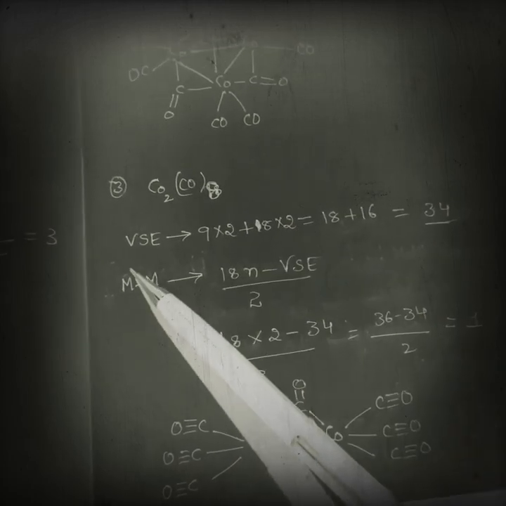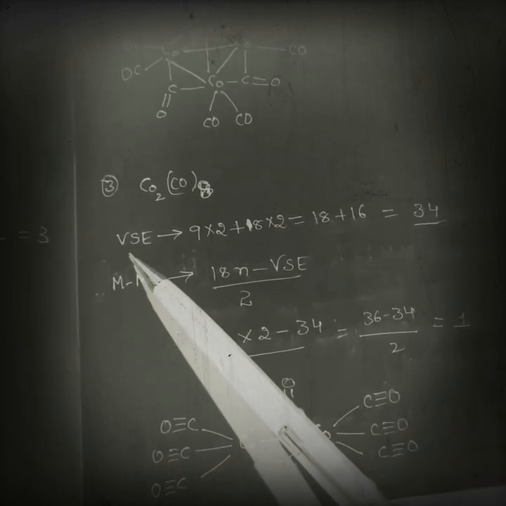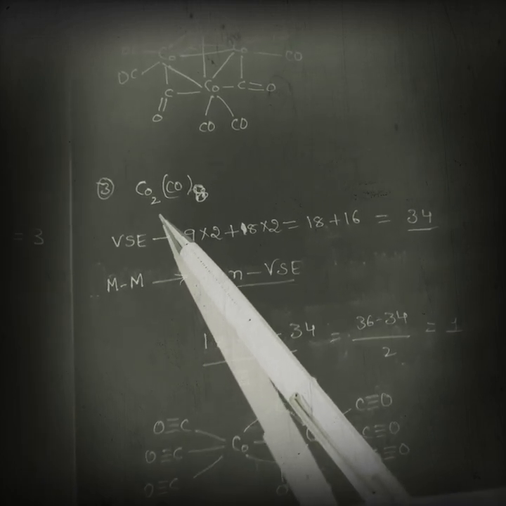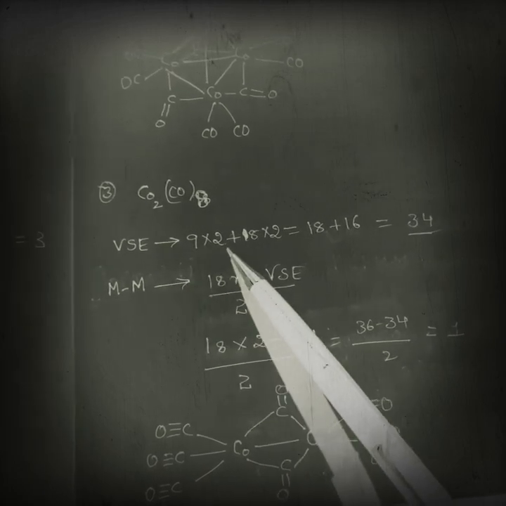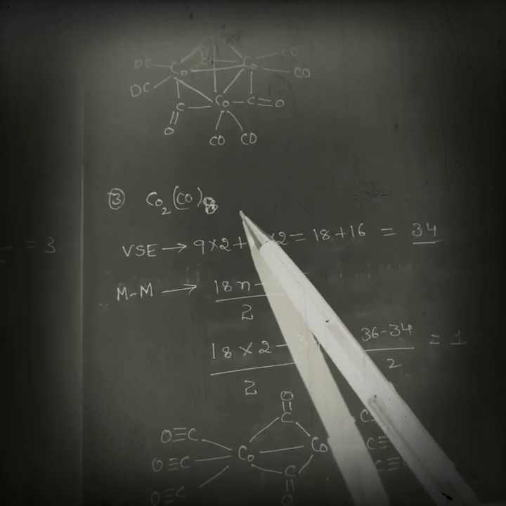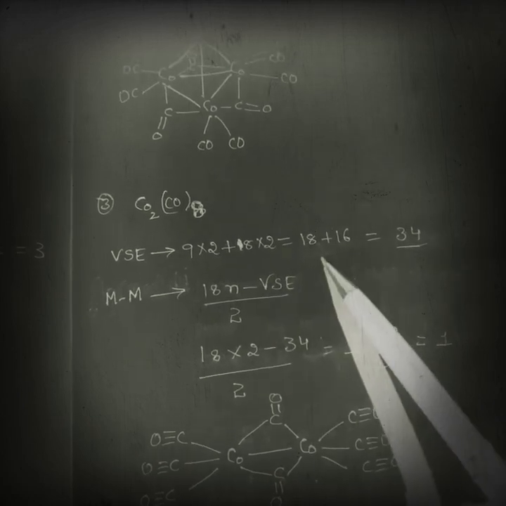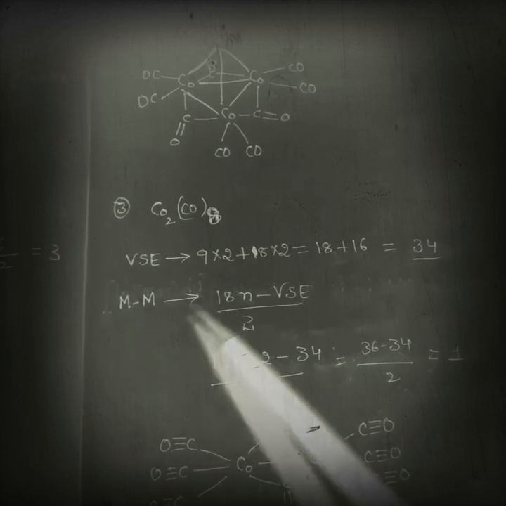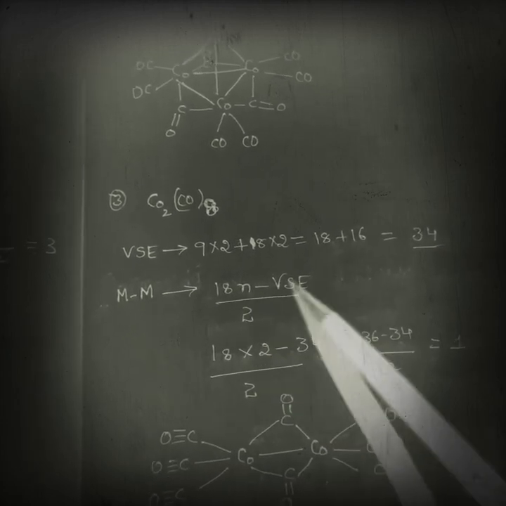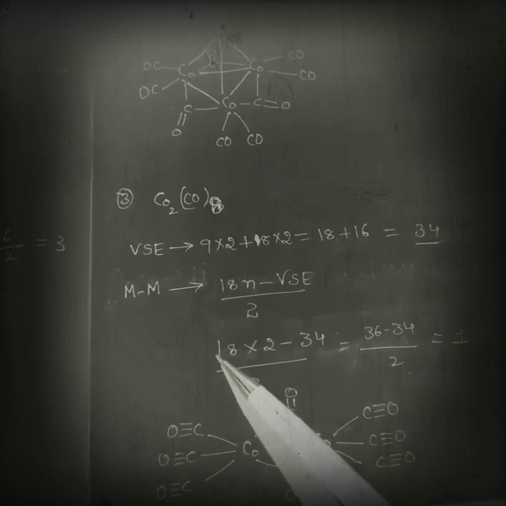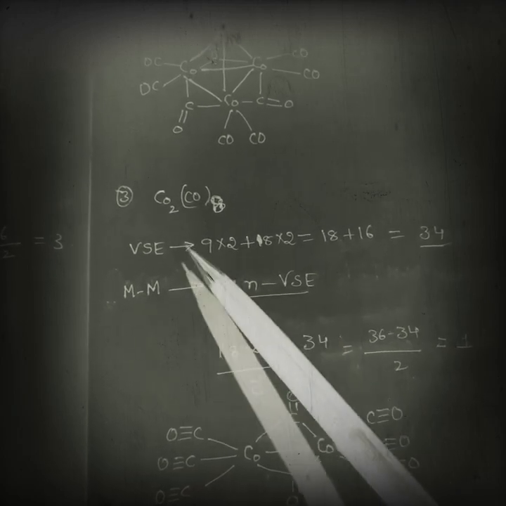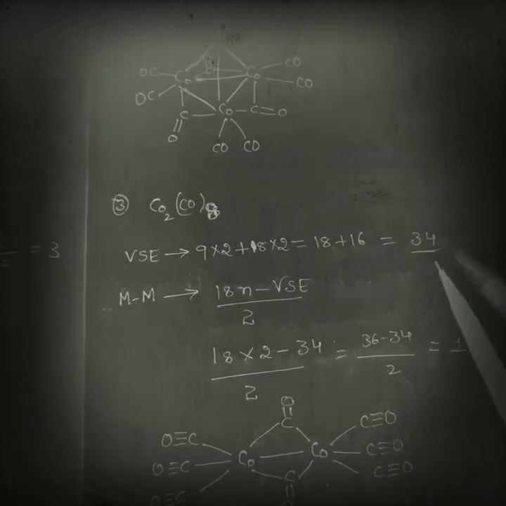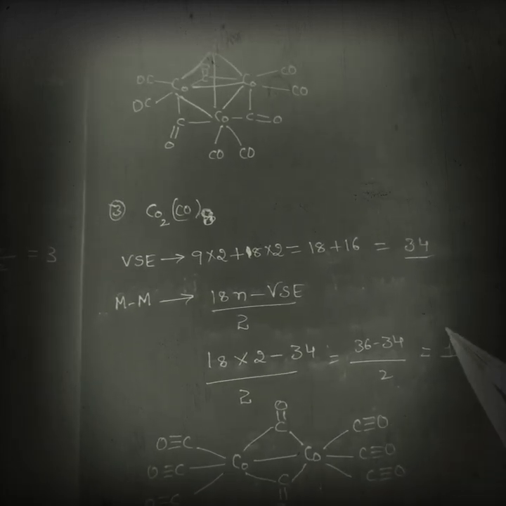In this also, in the same manner, we have to find the valence shell electrons. We know that the valence electrons present in cobalt are 9. So 9 into 2, plus here 8 carbonyls, so 8 into 2. Here we will get 34 valence shell electrons. Next, metal bonds. We know (18n minus valence shell electrons) by 2. 18 into n, n means the number of metals. Here they have given 2, so 18 into 2 minus valence shell electrons, 34, by 2. So here we will get 1.